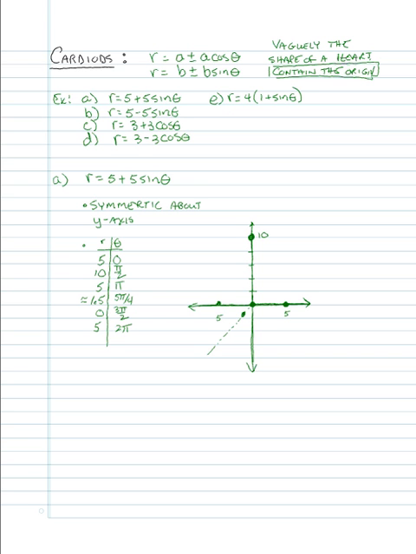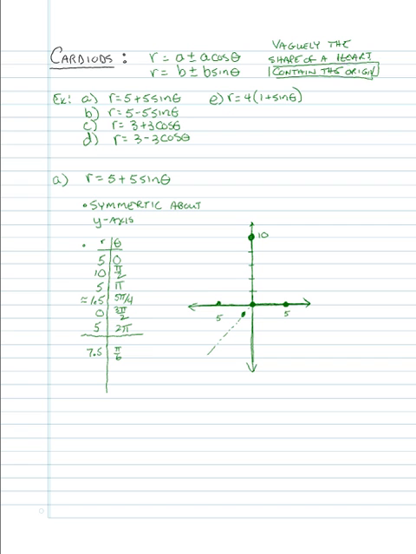I suppose we could throw in a few more points. For instance, if we let theta be pi over 6, then the sine of pi over 6 is 1/2, isn't it? Sine of pi over 6 is 1/2. Have to stop and think about that. Yes, the sine of pi over 6 is 1/2. And so r is 5 plus 5 times 1/2, or that's 5 plus 2.5, or 7.5. So we get an r value that's 7.5.